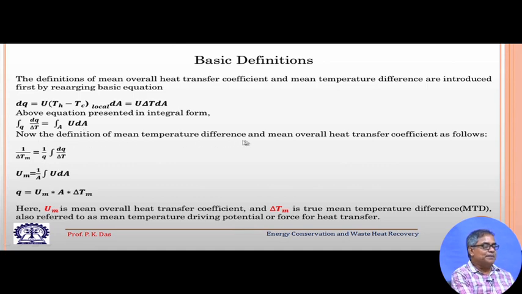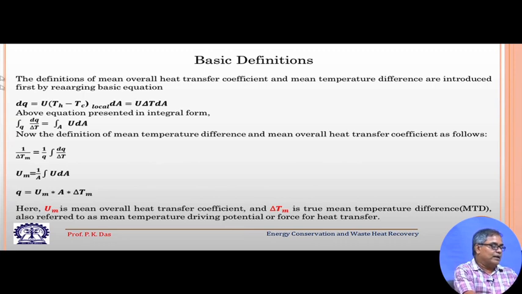Now, the definition of mean temperature difference and mean overall heat transfer coefficient is as follows. Delta T mean, that is the mean temperature difference. One has to appreciate one thing: the local temperature difference between the two streams, which is the driving force for heat transfer, changes along the length of the heat exchanger. So, we have to have some sort of mean temperature difference, and the determination of the mean temperature difference becomes the crux of the analysis of heat exchangers.